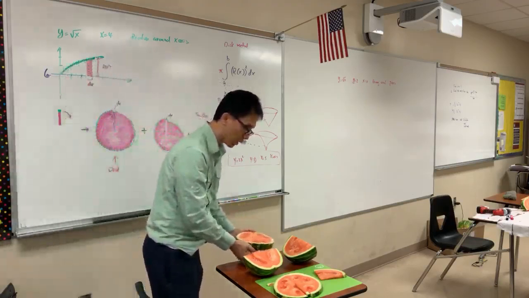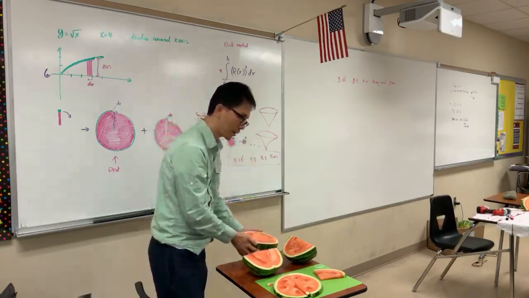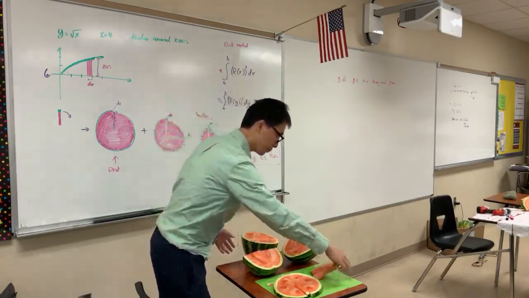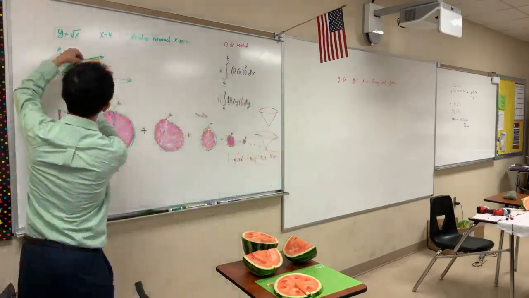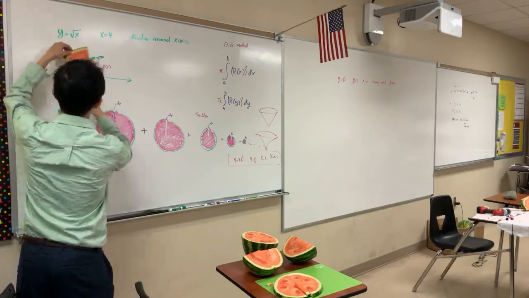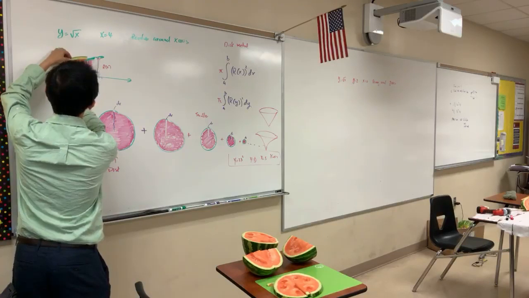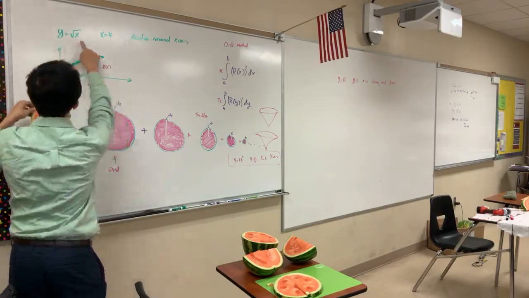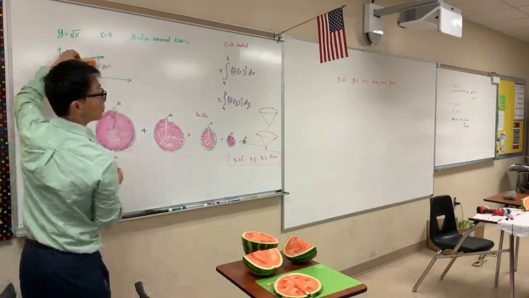So let's start by pieces. Let's go with this part. This is my watermelon piece. Not exactly the same length, but we're going to assume that it is. This is going to have a square root of x, and x equal to 4 is right here. It's going to cut off.